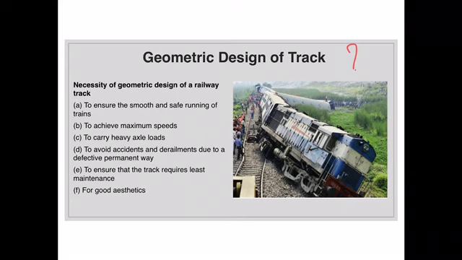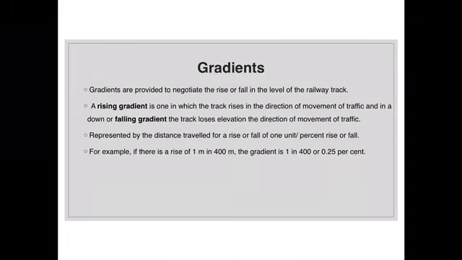And also, the well designed track is the one which has less maintenance, and the geometrics have to be taken in such a way that good aesthetics will be provided. The first geometric component we will be studying with respect to the railway alignment is the gradients.